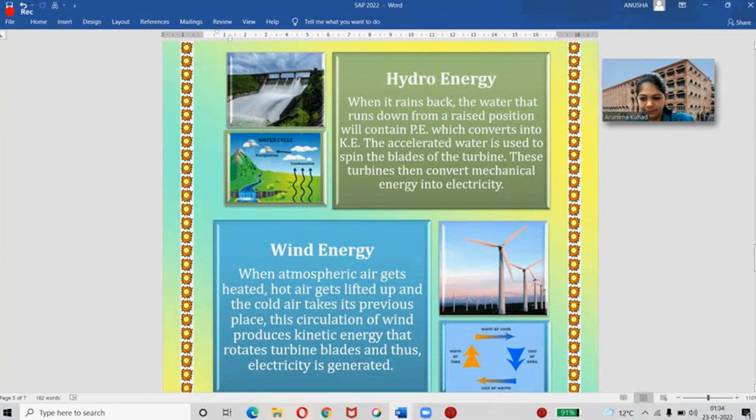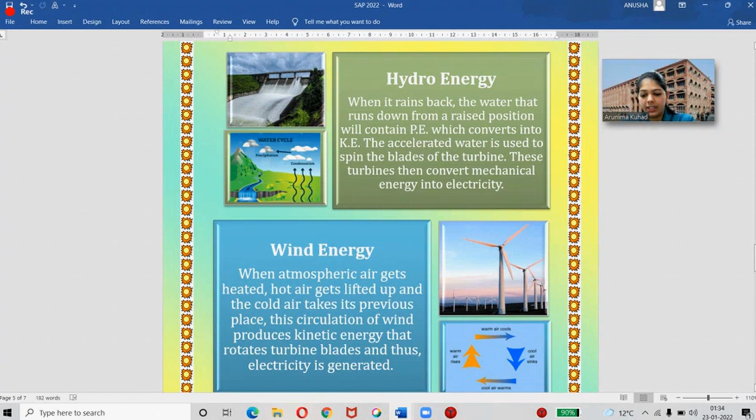Hydro energy. When rainwater gets vaporized by solar heat and gets condensed in the form of clouds, which then rain back again, when this water runs down from a raised position, the potential energy converts into kinetic energy. The accelerated water is used to spin the blades of the turbine. These turbines then convert mechanical energy into hydro energy or electricity.